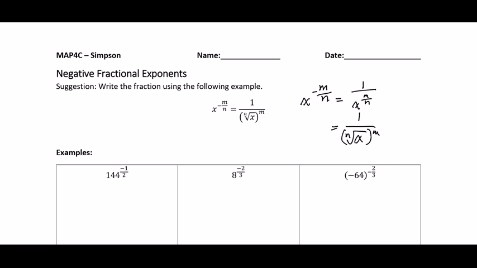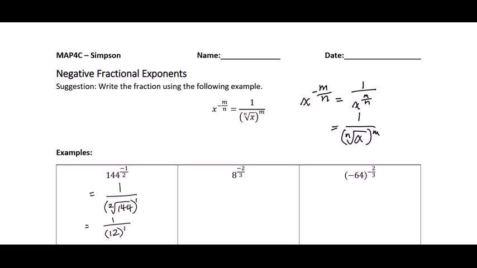Okay, so now let's do these all in exactly one step. 144 to the negative 1/2 is just 1 over the square root of 144. Now calculate that to the 1. So now let's just calculate that. That's 1 over 12 to the 1, which is just equal to 1 over 12.